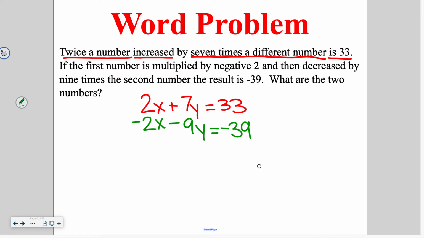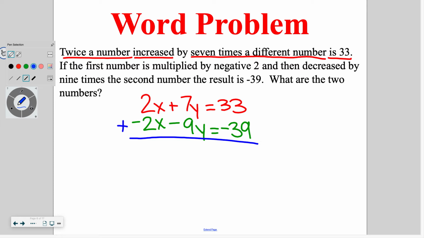So we've got our two equations. Now we're looking for what's the same. In this case, it's our x's. If I have a positive 2 and a negative 2, in order to eliminate that, I'm going to add these equations together.